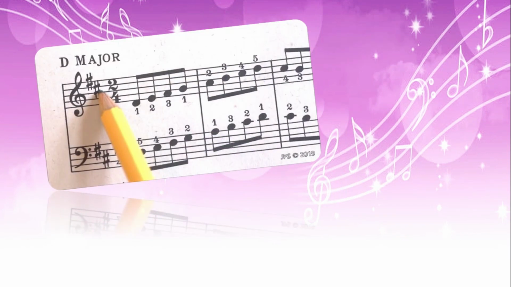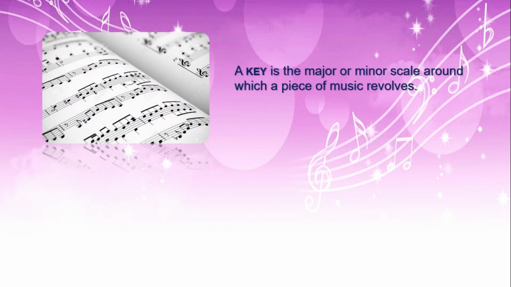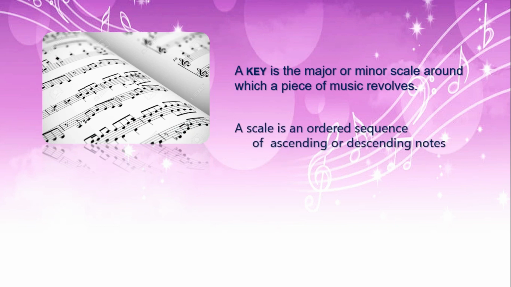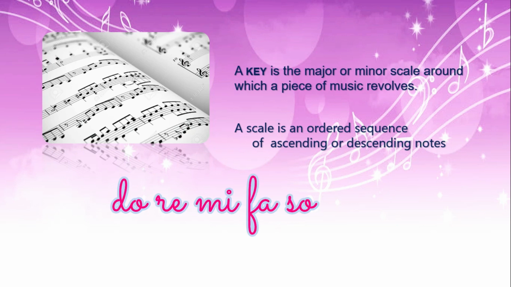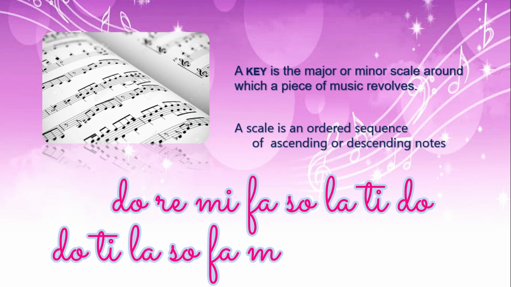The key signature is written on a staff after the clef and before the time signature. A key has major or minor scale that revolves around the piece of the music. When we talk about scale, it means an ordered sequence of ascending or descending notes. Ito ay ang Do, Re, Mi, Fa, Sol, La, Ti, Do. That's ascending. And descending is Do, Ti, La, Sol, Fa, Mi, Re, Do.